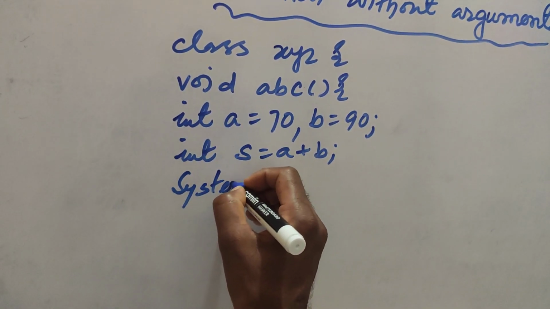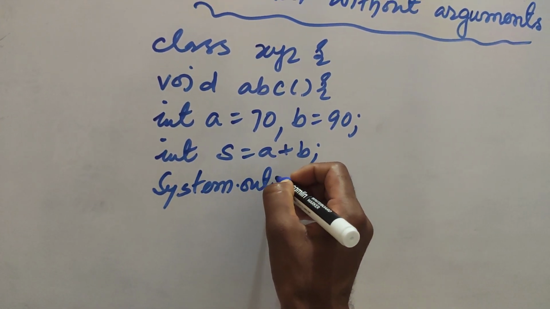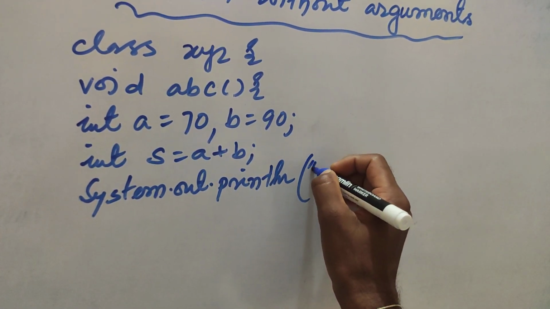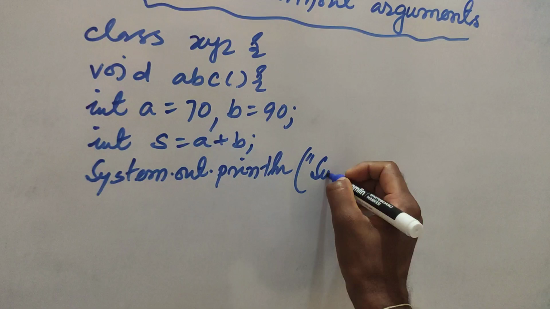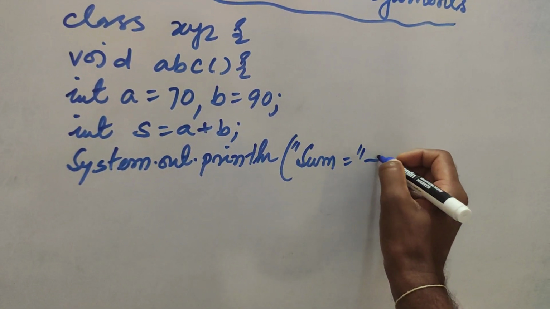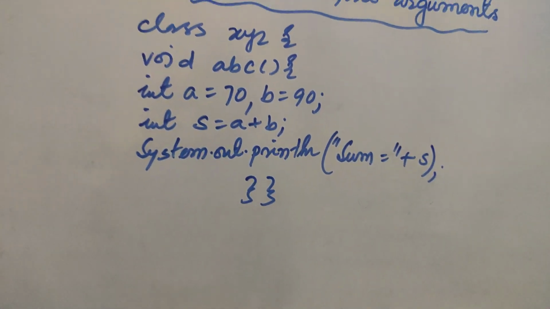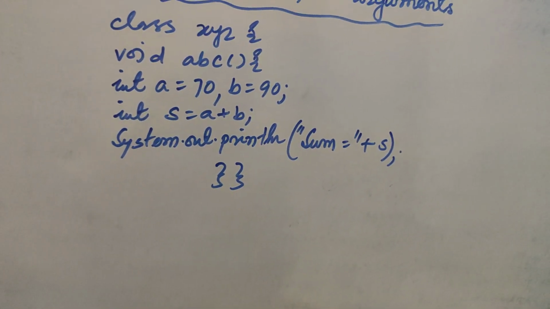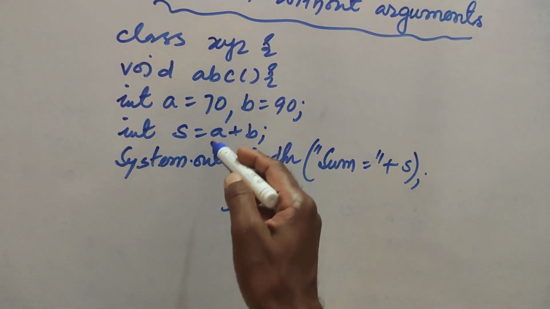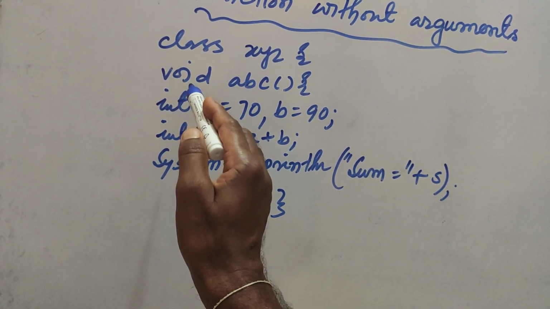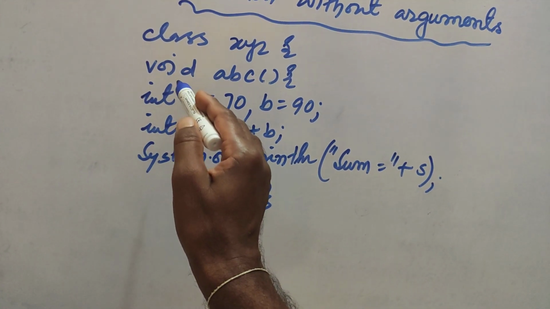System.out, sum equal to, suppose sum of two numbers, s. This is called a function without arguments. These are also executable statements. This is the function's name. We type void, that means it is an impure function.